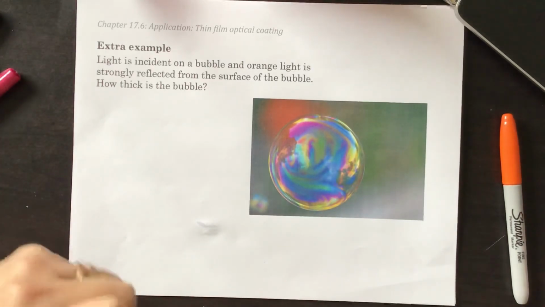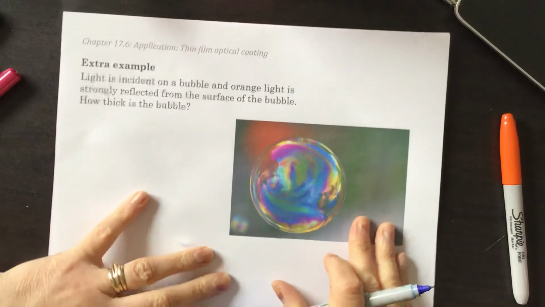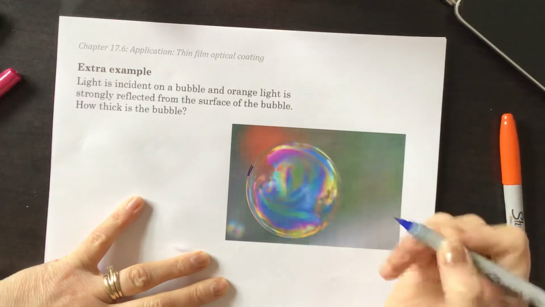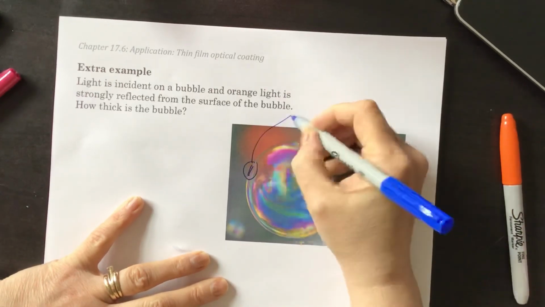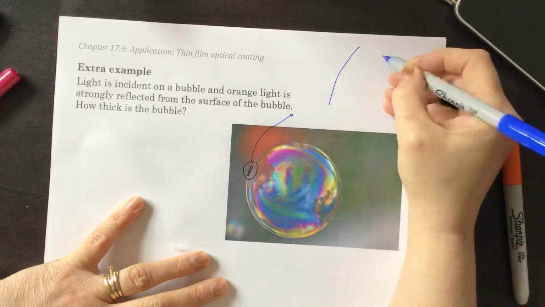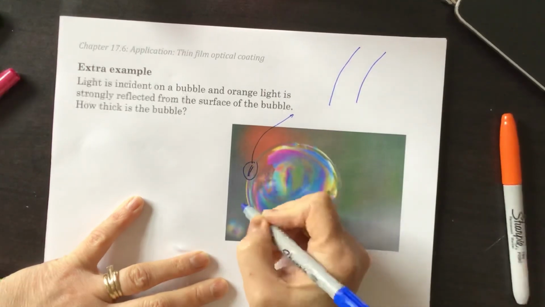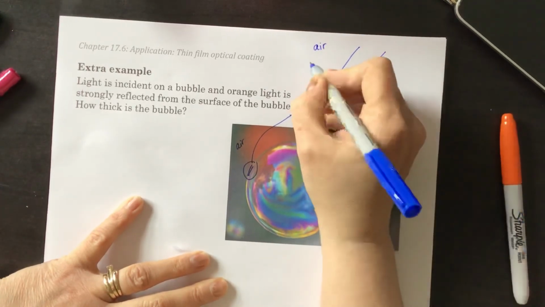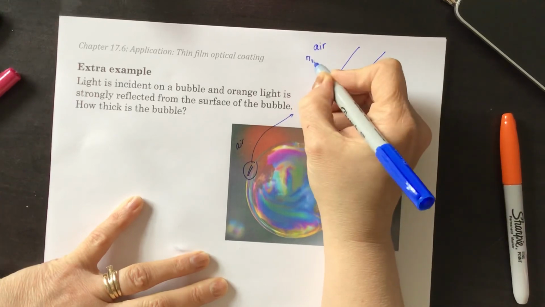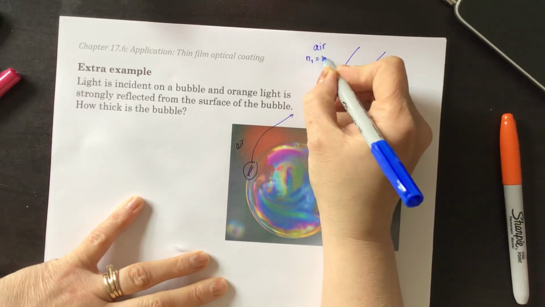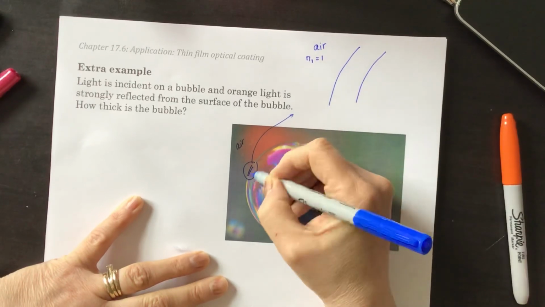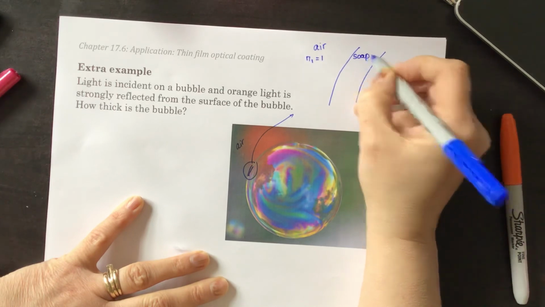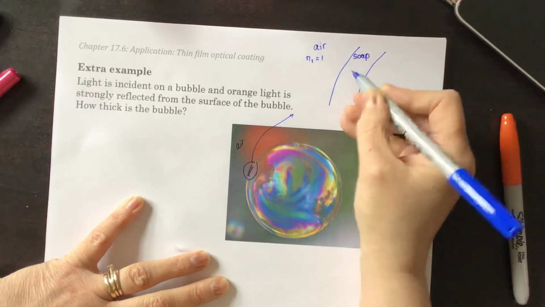So let's think about what we're seeing and what we have when we look at a soap bubble. So I'm going to draw the bubble. So I'll draw a little piece of the bubble wall. So say this piece right here, but I'll zoom in on it. So outside the bubble out here, this is air. The index of refraction of air, I'm going to call this N1 because it's the first medium. That index of refraction is 1. The bubble part itself, that's made out of soap. The index of refraction of soap is about 1.33.